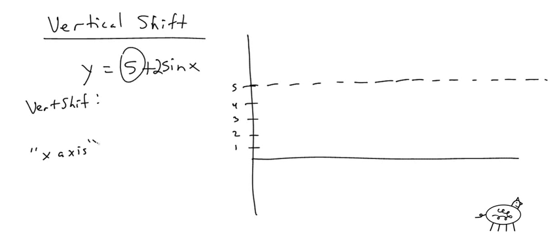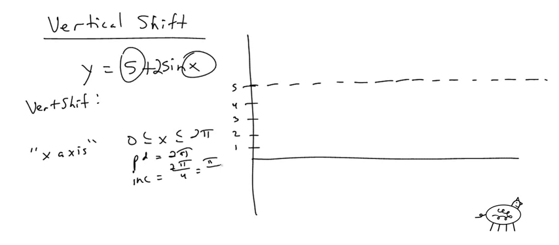It's kind of easy because once you have that, it's all really the same stuff as we did before. First of all, x is between 0 and 2 pi, so the period is 2 pi minus 0, which is 2 pi, and our increment is going to be 2 pi over 4, which is pi over 2. So this is just like the old days. Let's plot this: pi over 2, pi, 3 pi over 2, and 2 pi.